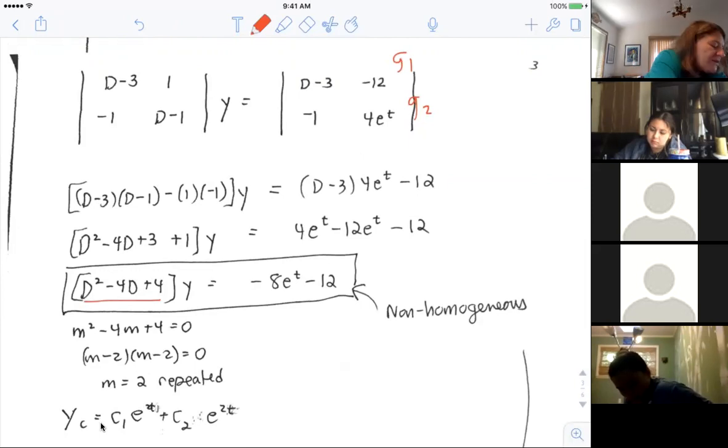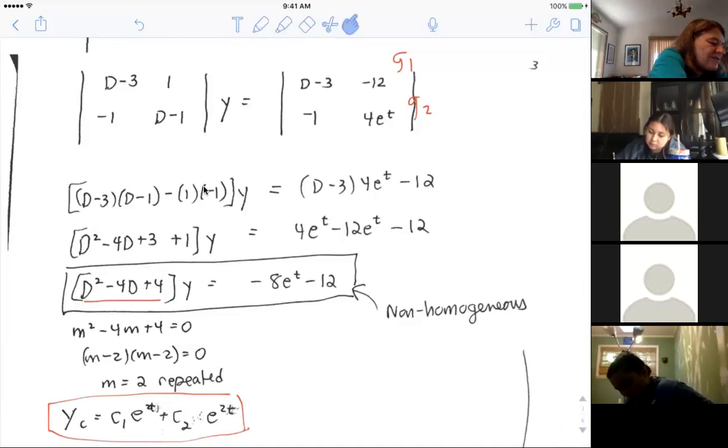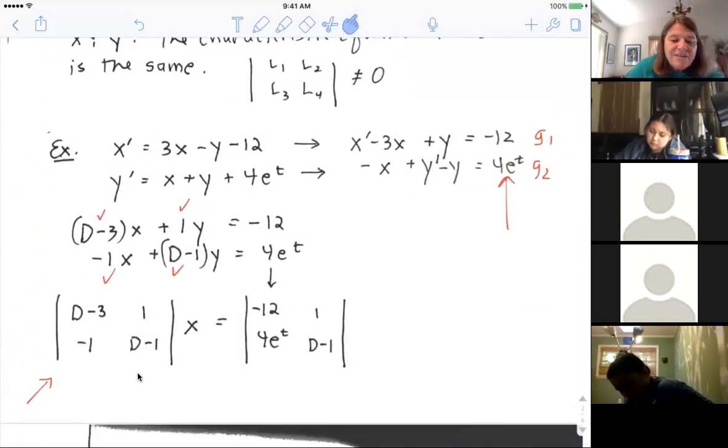So I know my yc right now really quickly without worrying about the elimination at all. You just had to do that determinant. Now also keep in mind that when you were looking for x, look back here, that determinant is the same. So that can tell you sort of why we were coming out with the same characteristic equation both for x and y and for the homogeneous part of the solution. Okay, so those will be the same.